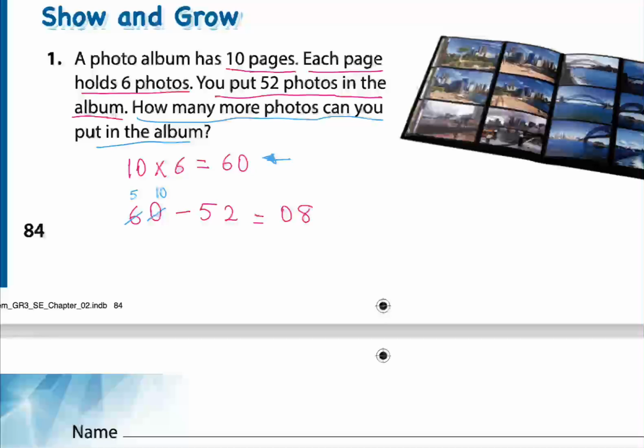We can remove this 0 because we don't have any digits after the 0. So it's only 8. So what is the answer now? We have 8 photos left to put. We have space for 8 photos more. Okay, so the answer is 8 photos.